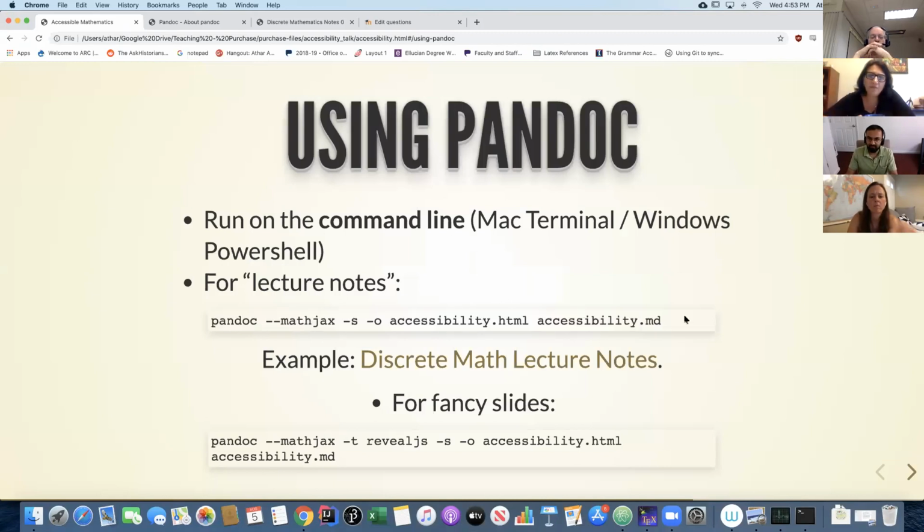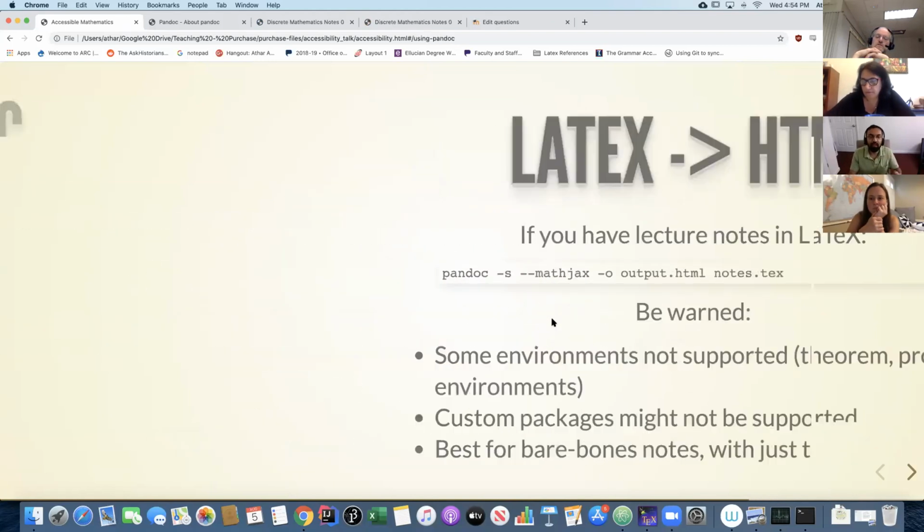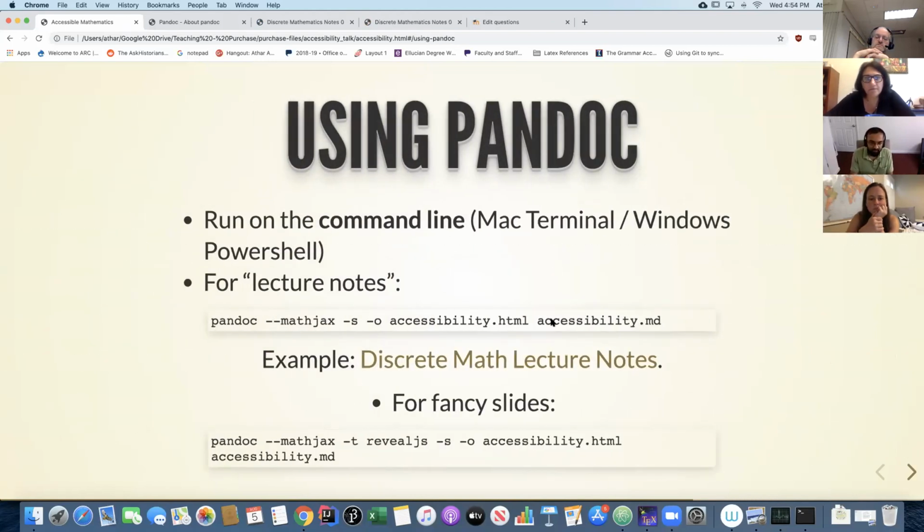So this is the command here. For these slides, because I wanted to use Reveal.js, Pandoc actually creates that for me as well. You just add in this -t, which means target format, Reveal.js. Anyway, all this is fancy stuff that's not necessary, but I just wanted to point out how to actually use Pandoc.